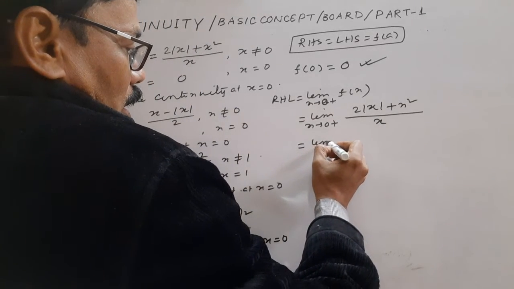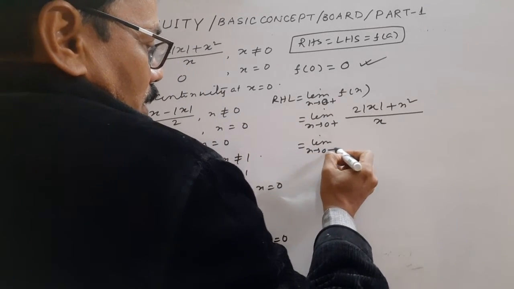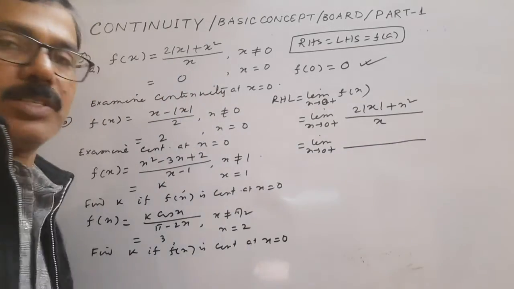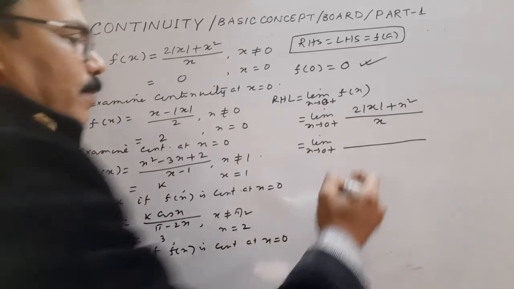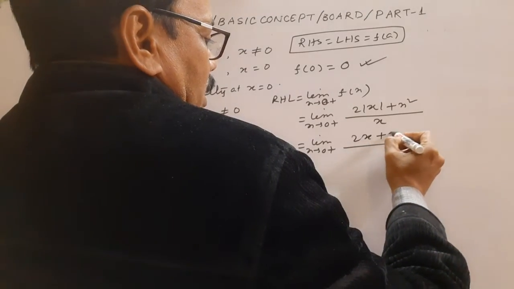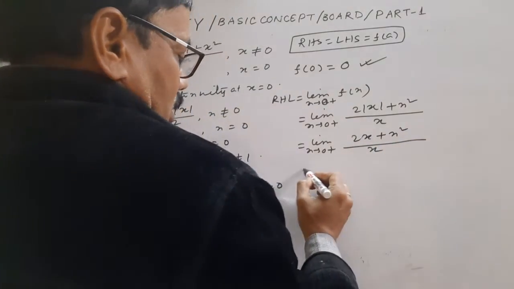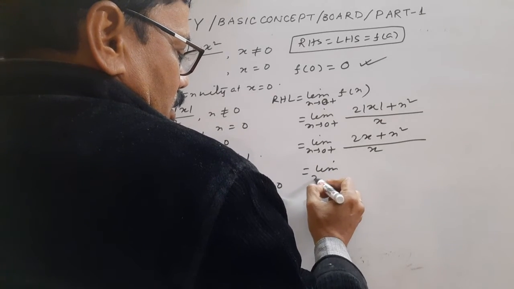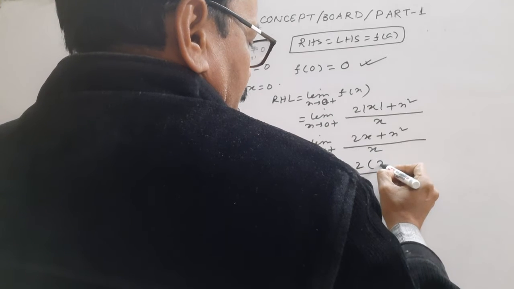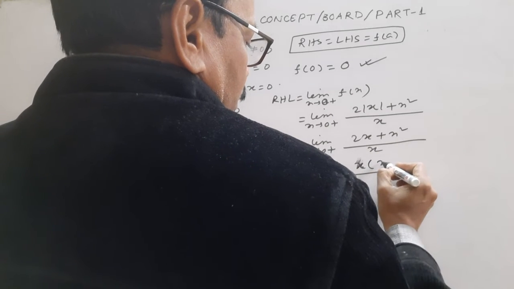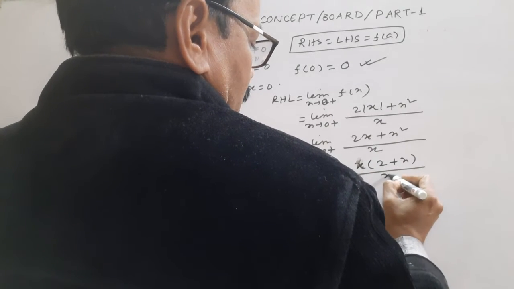Now, you know from the definition of the modulus function, for x greater than 0, mod x is x. So (2x plus x square) by x. So limit x tends to 0 plus. So 2 common, x common. 2 plus x by x.